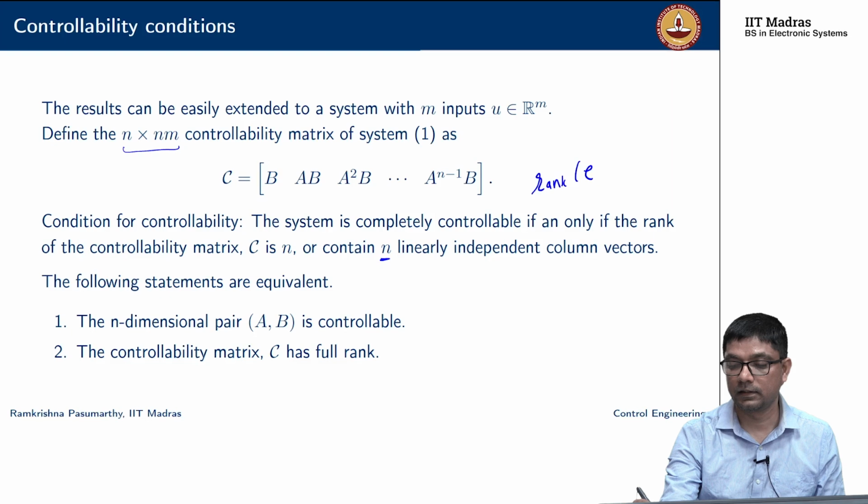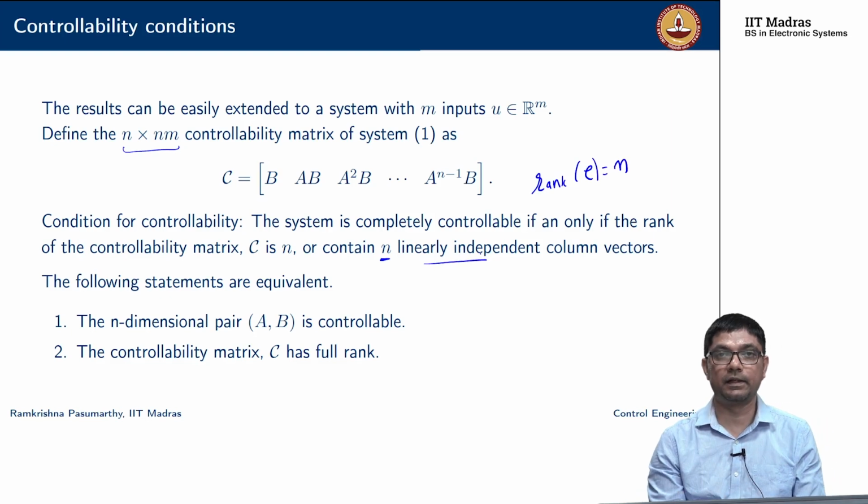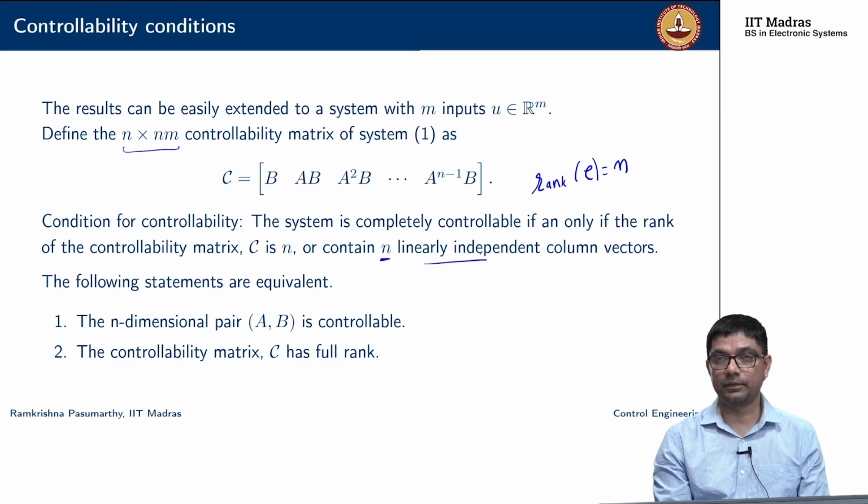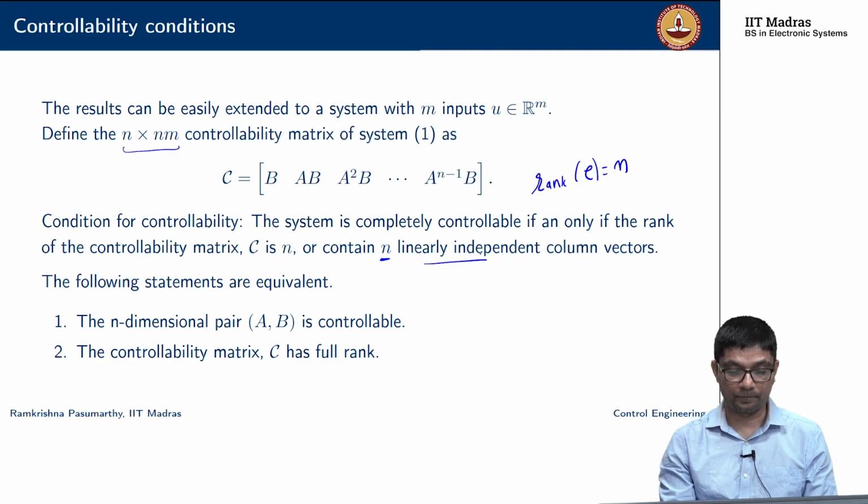If rank of C is n, or if I am able to find n linearly independent column vectors, then the system is completely controllable. Okay.